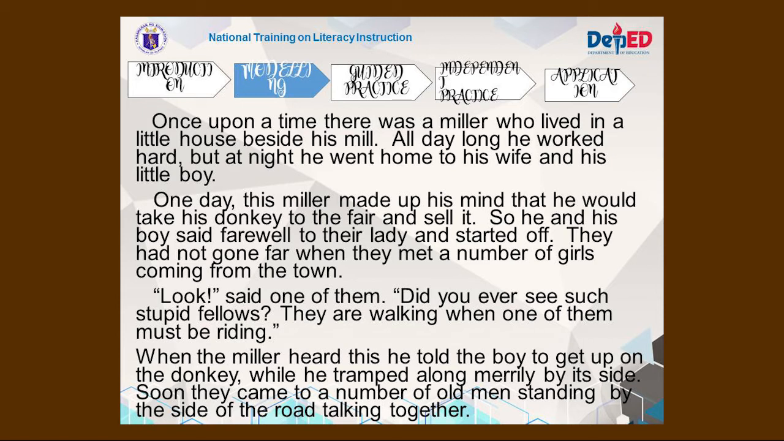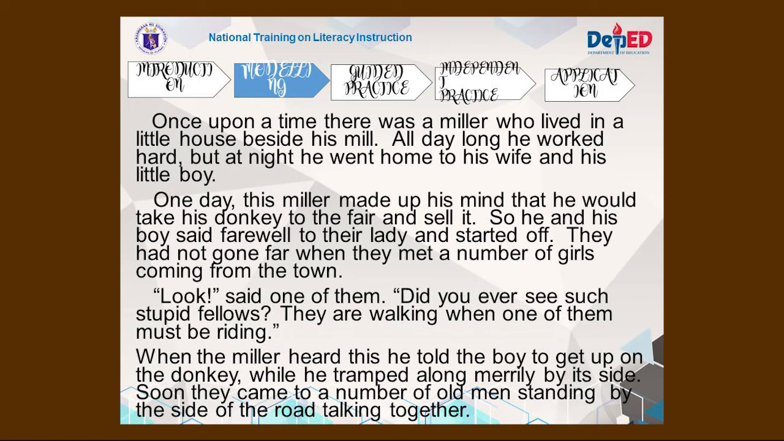Once upon a time, there was a miller who lived in a little house beside his mill. All day long, he worked hard, but at night, he went home to his wife and his little boy. One day, this miller made up his mind that he would take his donkey to the fair and sell it. So, he and his boy said farewell to their lady and started off.